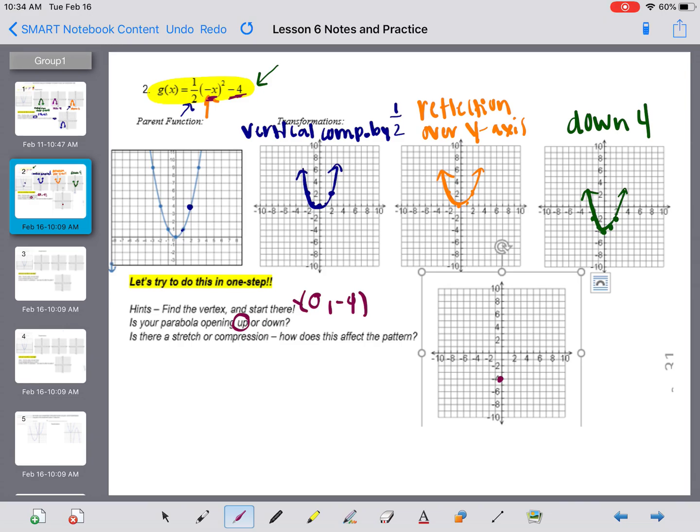And again, whenever you reflect the parent function over the y-axis, nothing changes. So it just stays where it's at. And then there was a compression by 1/2. So it affects the pattern by multiplying the pattern by 1/2. So our normal pattern is to go up 1 over 1, up 3 over 1. Well, you multiply that distance by 1/2. So instead, we're going to go up 1/2 over 1, up 1.5 over 1. And there we go. And again, it looks the same as that green graph.